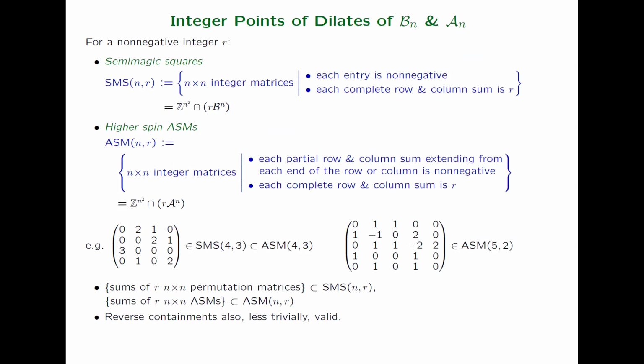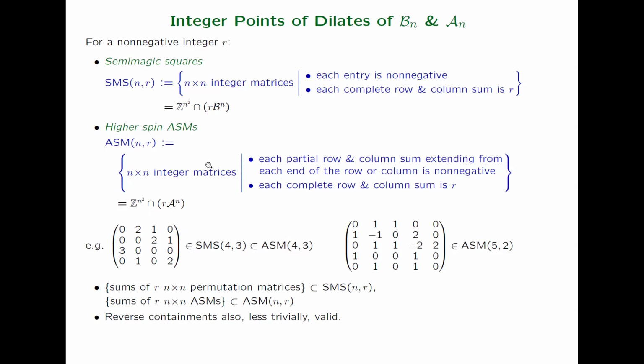Integer points of dilates. This is, in actual fact, the area that I'm most interested in personally out of all of this. For the integer points of the Birkhoff polytope, we're looking at objects known as semi-magic squares. We did see these some sections ago, but if you take non-negative integer entries and row and column sums equal to R, for a non-negative integer R, you get these. These are just the integer points of the non-negative integer dilates of B_n. Likewise, you can look at the non-negative integer dilates of A_n, and you'll get this.